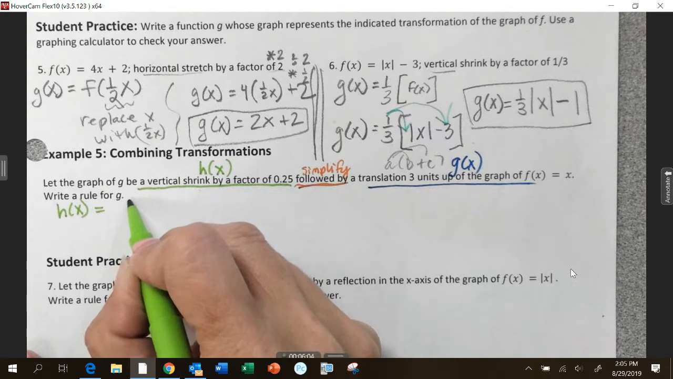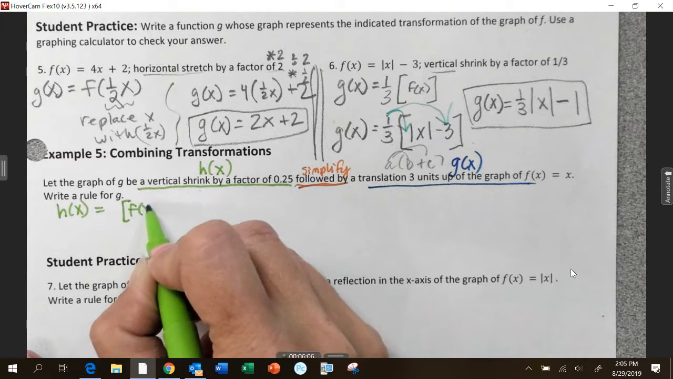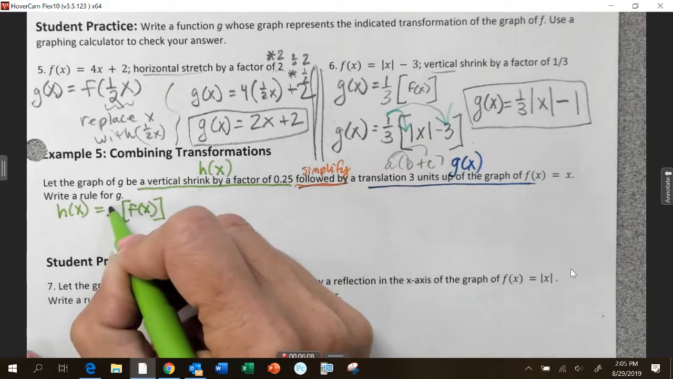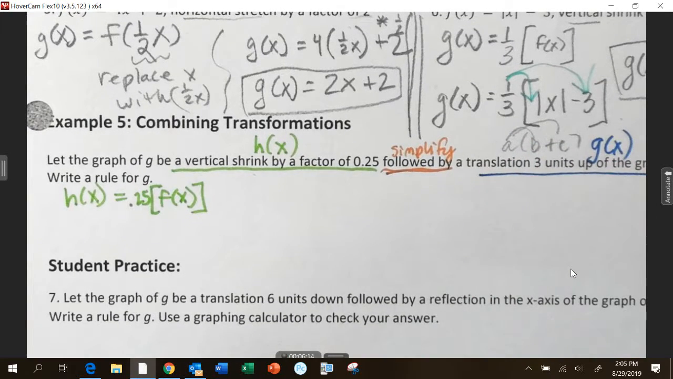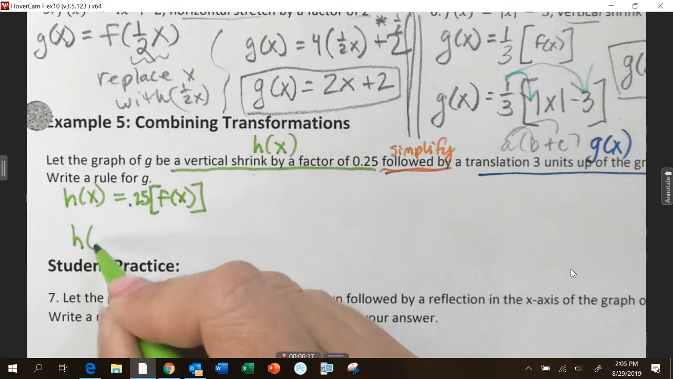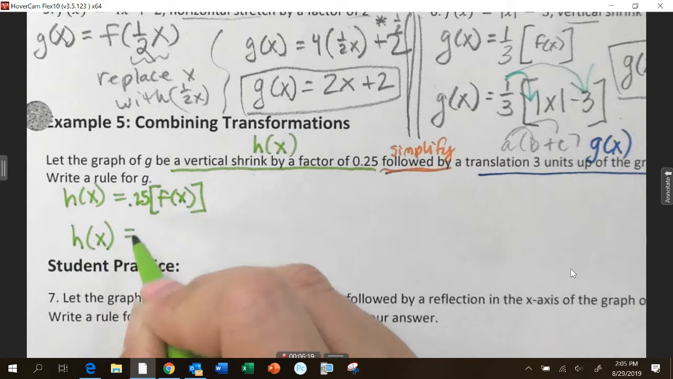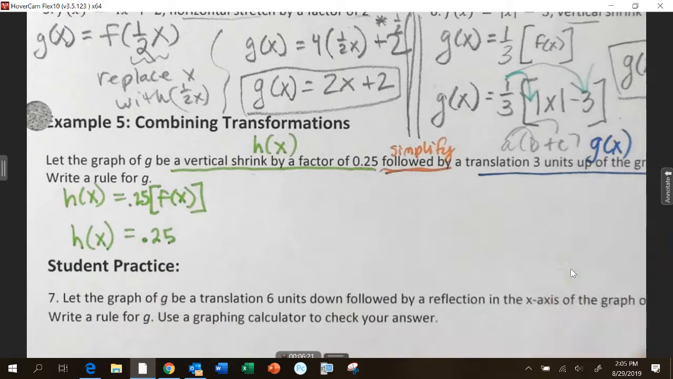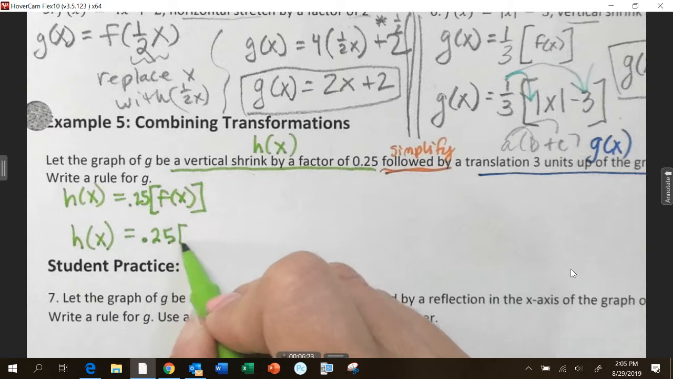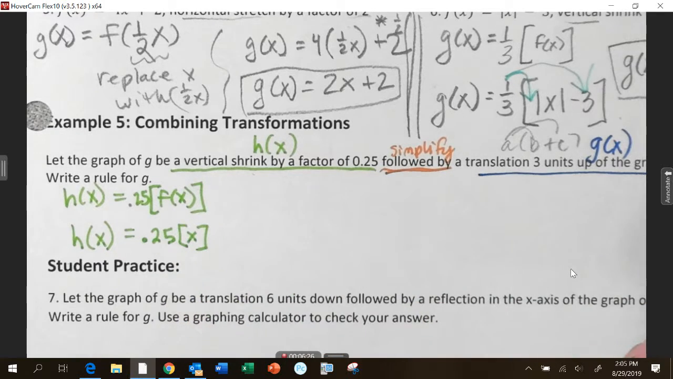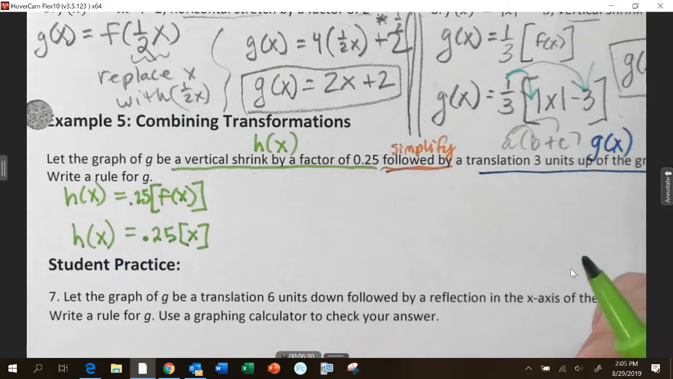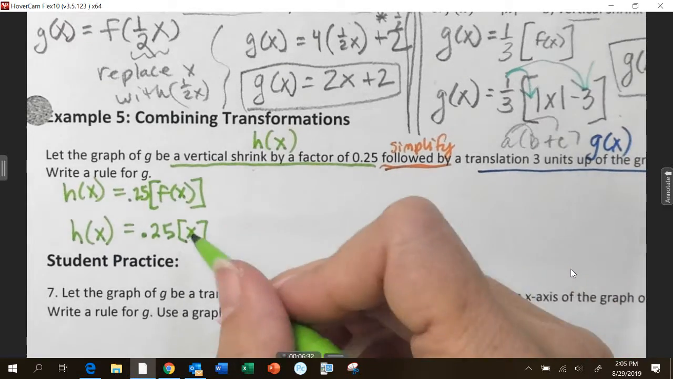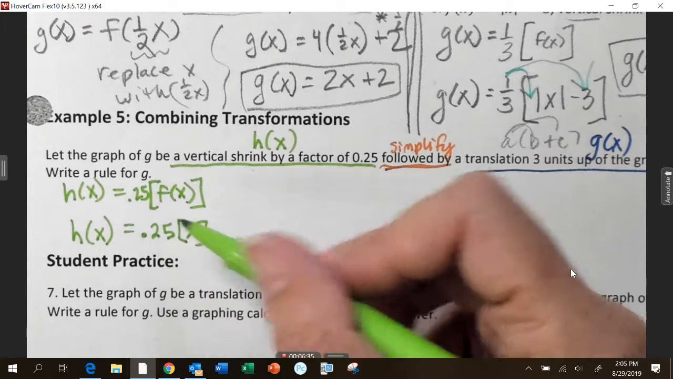So vertical shrink is vertical. It's going to go on the outside of brackets. I'm going to put a 0.25 multiplied by that. So my function, my f of x is what? X. So we're just going to have, I don't know where you're getting 2f(x) from. 0.25? Is that what you meant? 0.25x. Yeah. And then I can multiply together the 0.25 and the x.